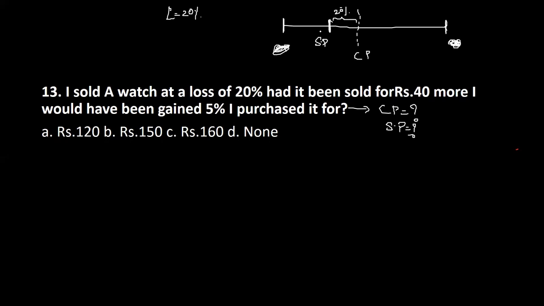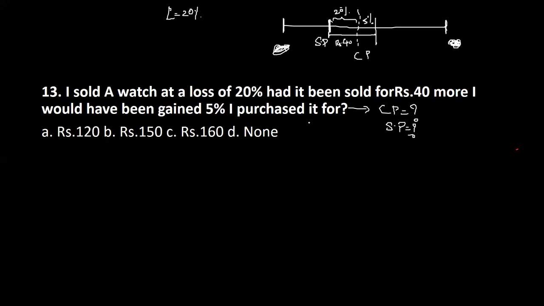Now he's saying, had it been sold for 40 rupees more, I would have gained 5%. So from here, he's saying that if I sold it for 40 rupees more, I would have gained 5%. He's saying he would have gained 5%. I purchased it for more than whatever. No, I think it should have been written in such a way that, okay, had it been sold for rupees 40 more, I would have gained 5%.